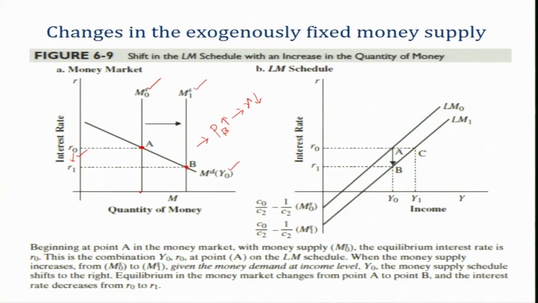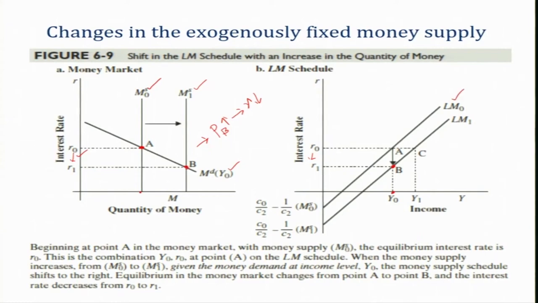Now when we want to plot the LM curve, because our income level is the same, what will be the new rate of interest? We can see that it has already fallen from R0 to R1. The important point here is that when the money supply increases for the given level of income, the LM curve will shift rightwards, that means downward. So for the same given level of income, equilibrium is possible only at point B, where the rate of interest must decline and the new equilibrium point will be here. That is not possible on the initial LM curve.